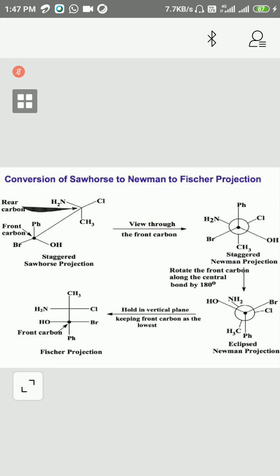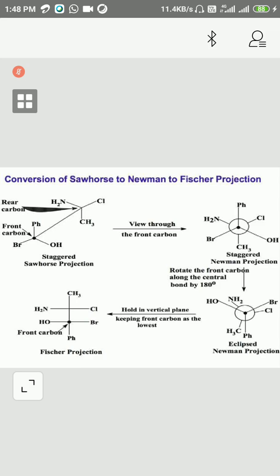Next, conversion of Sawhorse projection to Newman projection. Here you can see the staggered conformation. Simply you bring this carbon and put it here, and you get the Newman projection. In the same way, this Fischer projection always represents the eclipsed conformation. So how can you get eclipsed? These two carbons are the vertical carbons. You put it here; this is the front carbon and this is the rear carbon. The front carbon you just draw exactly like this. This is the phenyl group, which is below. This is the bromide group, which is on the right. This is OH to the left. Then CH3, Cl, and NH2. So it is very easy to convert this one into this.